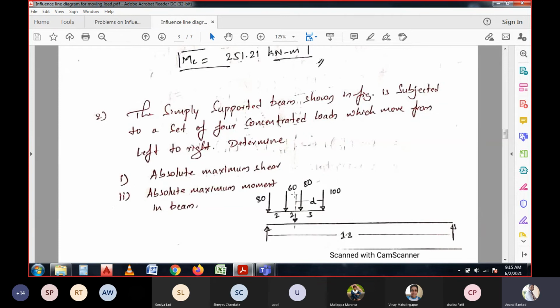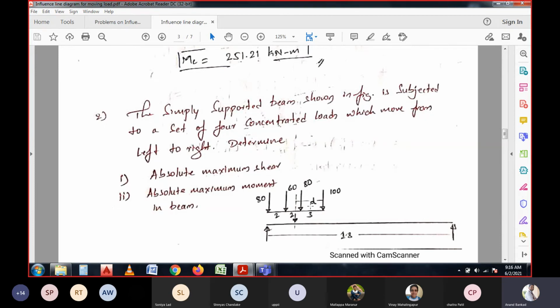When these loads are moving on the span of 18 meters, we need to determine the absolute maximum shear stress which occurs in the beam, and also calculate the absolute maximum moment because of these loads when they are moving from left to right. That is the question. And in this case, they have not asked for any section.